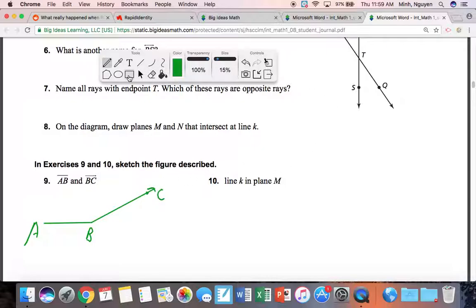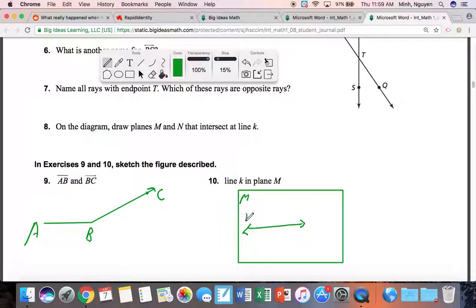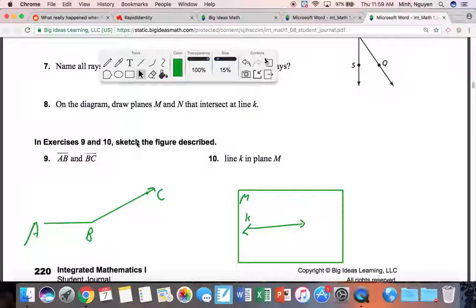Line K and plane M. Oh my goodness. Plane, throw an M in the corner somewhere. Throw a line up in there. There. Wow. Easy peasy lemon squeezy, right?